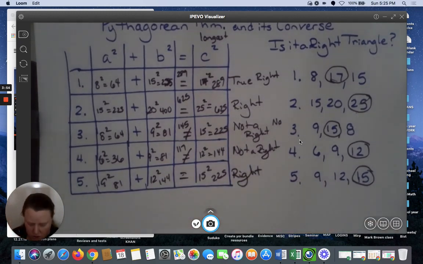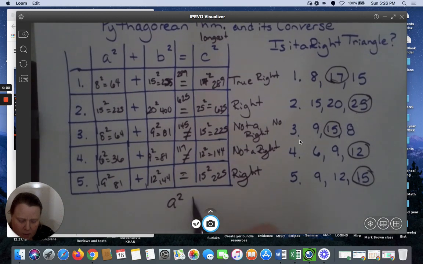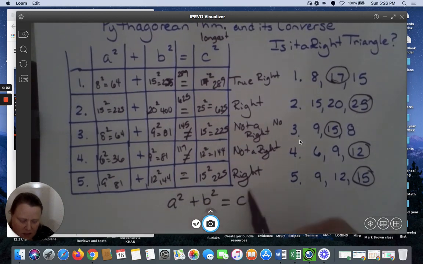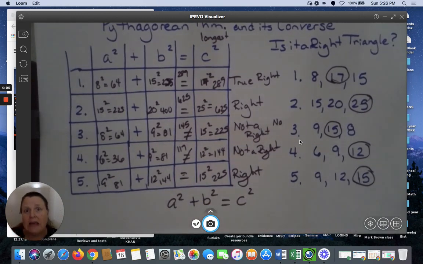So all you're doing is for the three numbers that are given to you, you are checking to make sure that our formula a squared plus b squared does in fact equal the c squared. And if you get any other answer, then it is not going to be considered a right triangle.